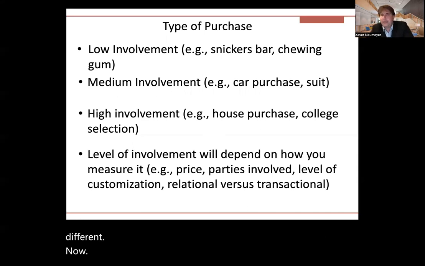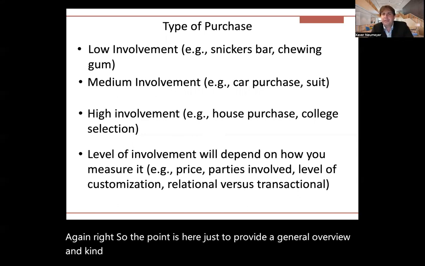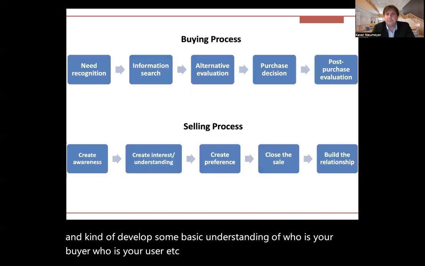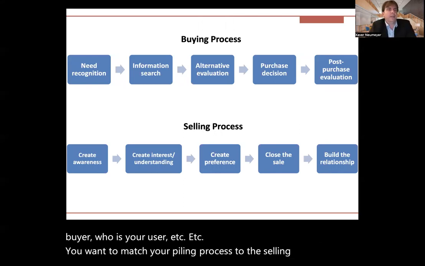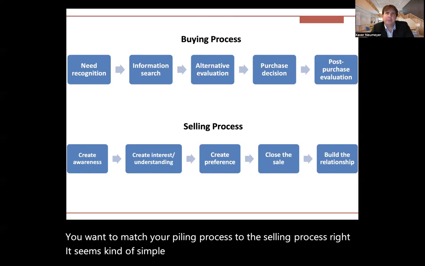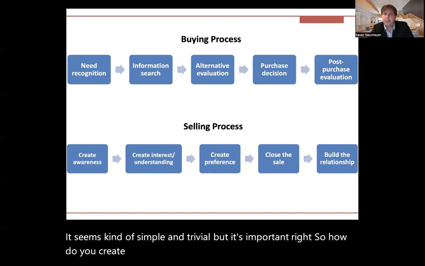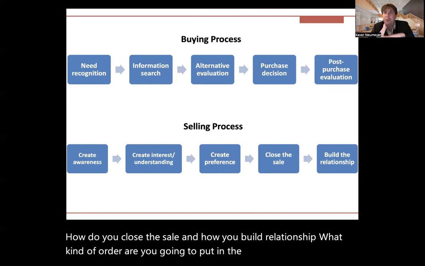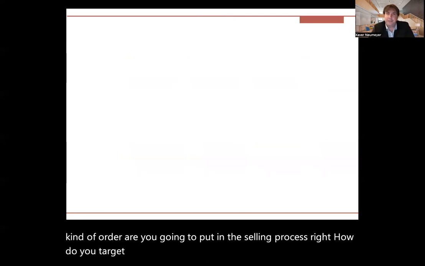Now, again, the point here is just to provide a general overview and develop some basic understanding of who your buyer is, who your user is, et cetera. You want to match your buying process to the selling process. That seems kind of simple and trivial, but it's important. So how do you create awareness? How do you create interest and preference, how do you close the sale, and how do you build a relationship? What kind of order are you going to put in the selling process? How do you target people specifically?